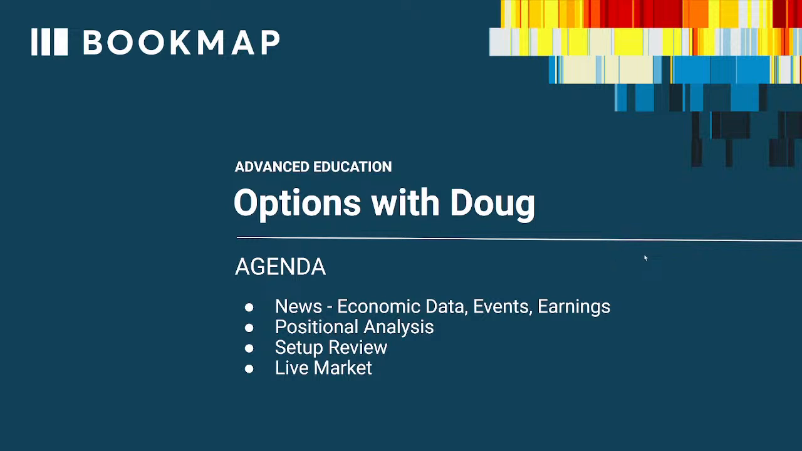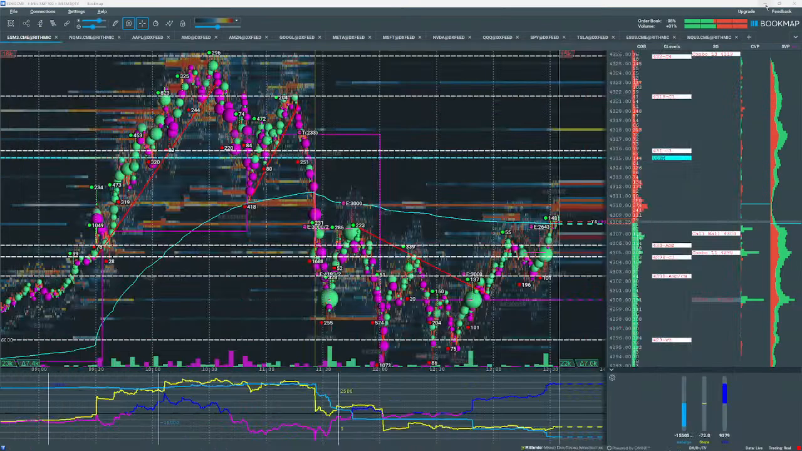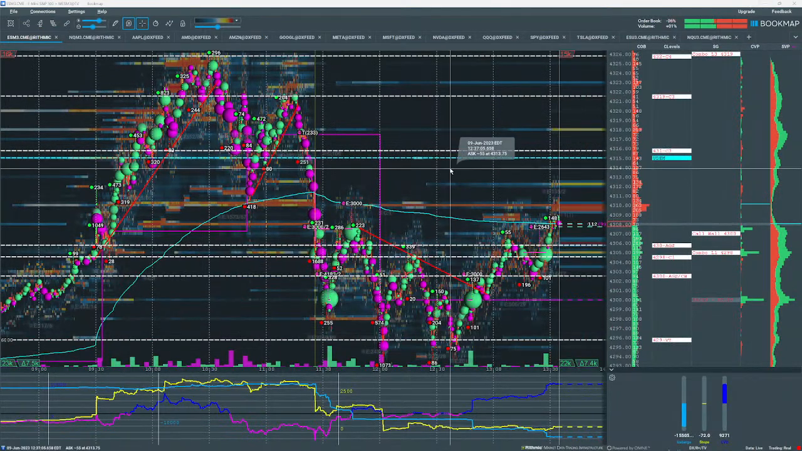I'll go over that more on Monday, go over all the events and economic data coming up next week. All right, let's get started with positional analysis. And this is the S&P 500 futures.